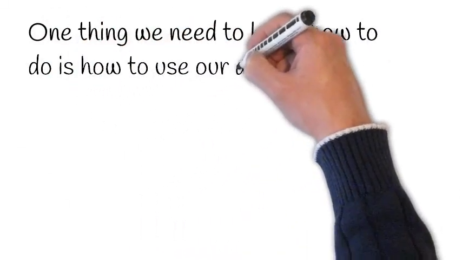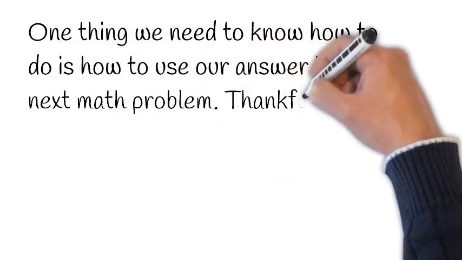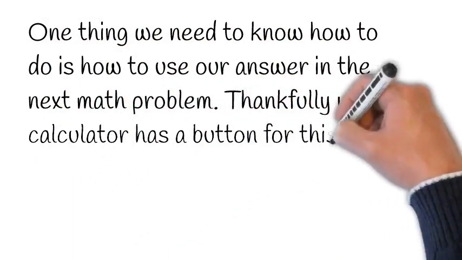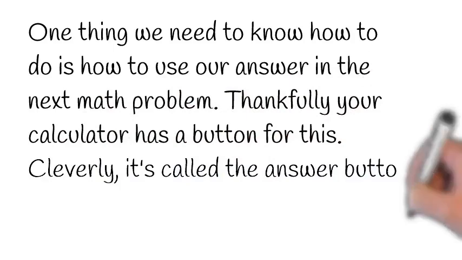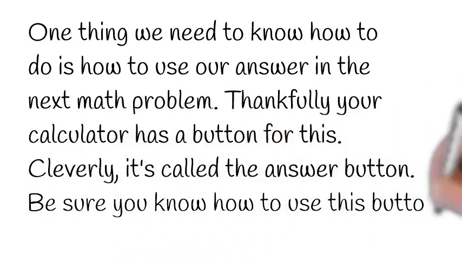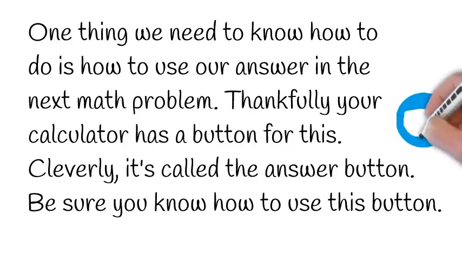One thing we need to know how to do is how to use our answer in the next math problem. Thankfully, your calculator has a button for this. Cleverly, it's called the answer button. Be sure you know how to use this button. On most calculators, you hit the second button and then another button, and on many calculators, it's the negative button. So if you were to hit second and negative, then ANS would appear on the screen, which means answer. So if you ever need to use the previous answer in your problem, then use second and then the negative button, or whatever key combination you need for your calculator.